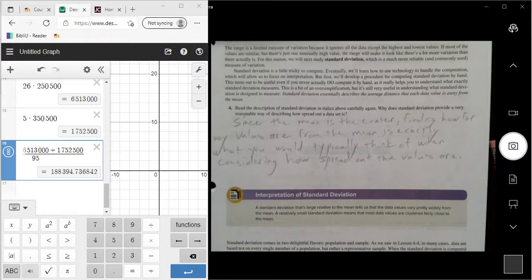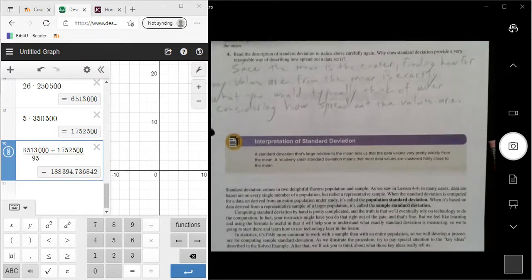Standard deviation comes in two delightful flavors, population and sample. As we saw in lesson 4.4, in many cases data are based not on every single member of a population, but rather a representative sample. When the standard deviation is computed for a data set derived from an entire population under study, it's called the population standard deviation. When it's based on data derived from a representative sample of a larger population, it's called the sample standard deviation.